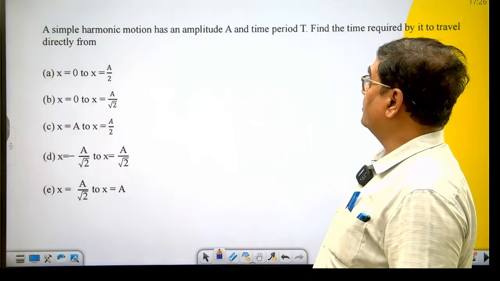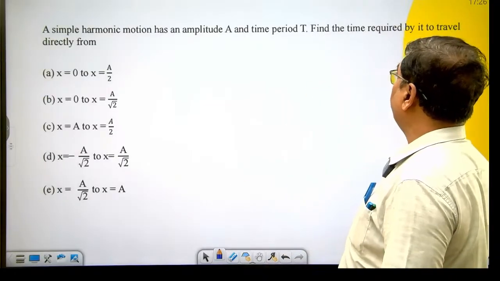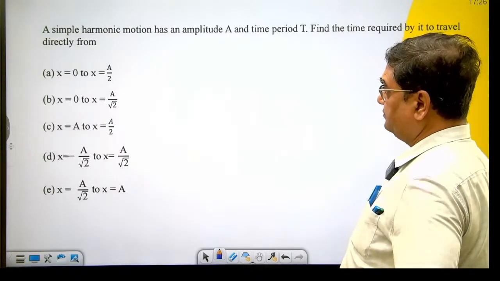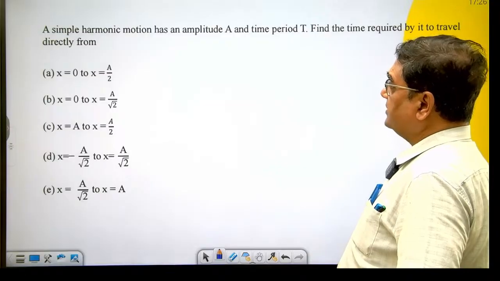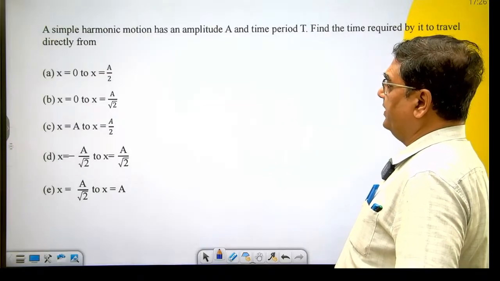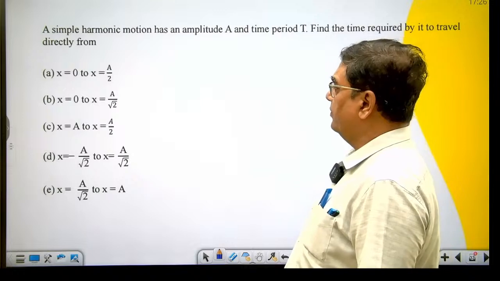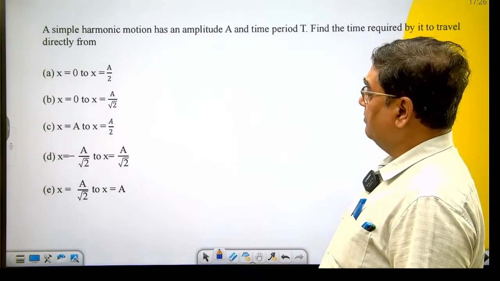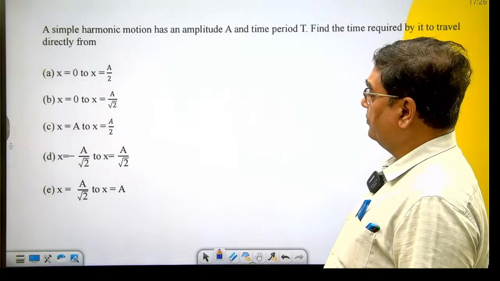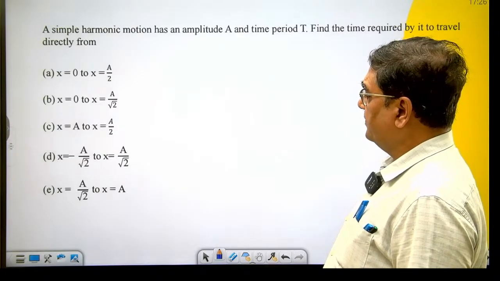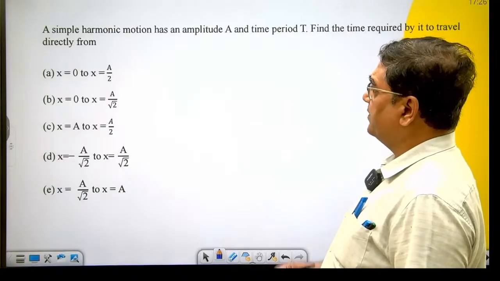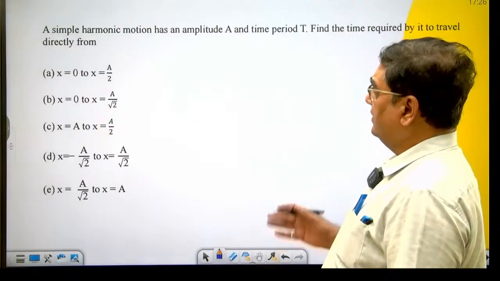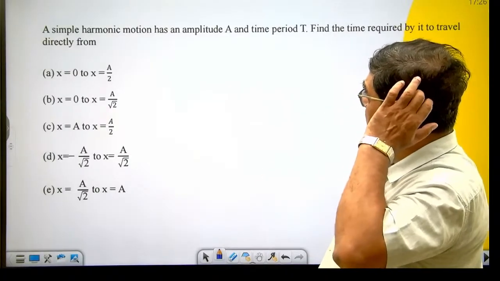A simple harmonic motion has an amplitude A and time period T. Find the time required by it to travel directly from option A, x equal to 0 to x equal to A by 2; option B, x equal to 0 to x equal to A upon root 2; option C, x equal to A to x equal to A by 2; option D, x equal to minus A upon root 2 to x equal to A upon root 2; option E, x equal to A upon root 2 to x equal to A. With the help of phasor diagram, this problem can be solved in seconds. This is a very good and important question if we take the NEET and JEE exams in view.